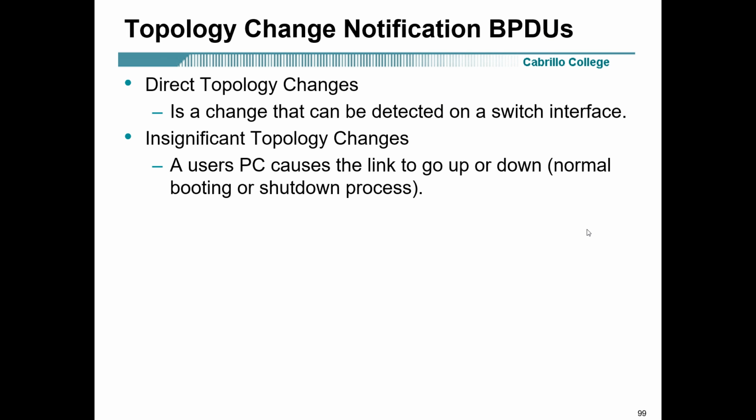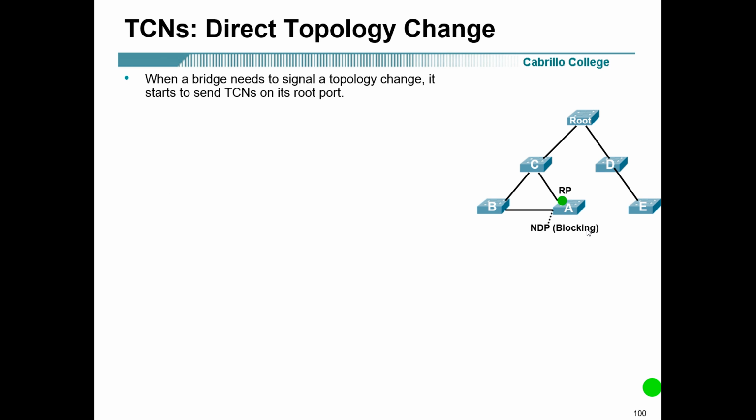So, topology change notification. This is going to be a specialized BPDU. This is known as a TCN BPDU, topology change notification. A direct topology change is a change that can be detected on a switch interface. An insignificant topology change, like a user PC causing the link to go up and down, is not a topology change. A direct topology change is when switch A detects that a link is down.